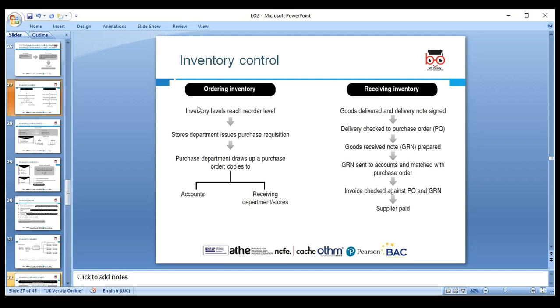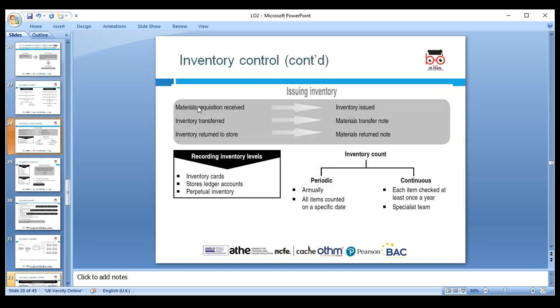When we order inventory, we need to make sure the inventory is properly processed when it enters. Goods are delivered with delivery notes, then we check the purchase order that was placed. The goods received note is matched with the purchase order, then we check the invoice against the purchase order and the goods received note, because maybe we ordered different things, or the value differs, or there may be a shortage of goods in the real world. Yes, inventory material requisition, inventory transfer, inventory return to stores. That's all we need to keep.